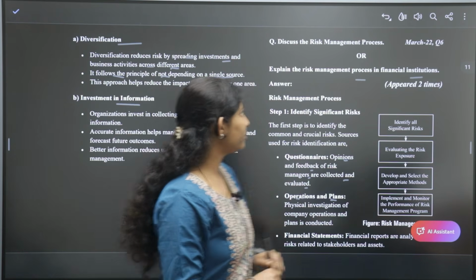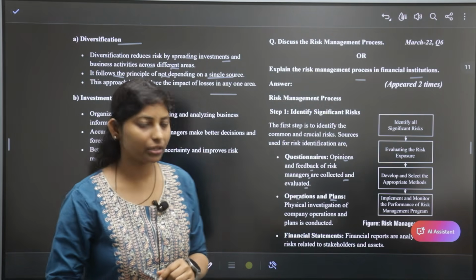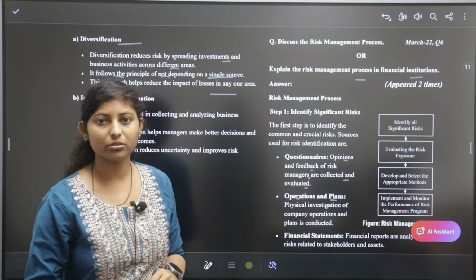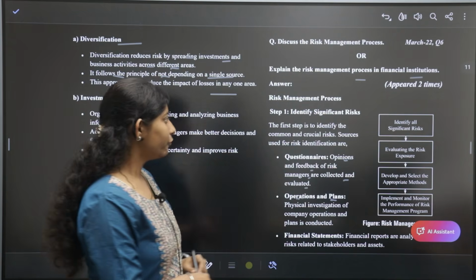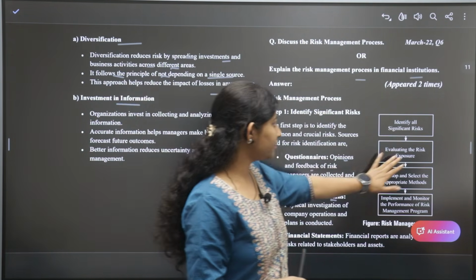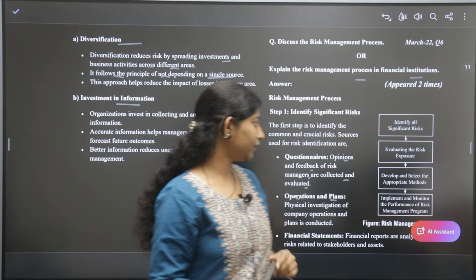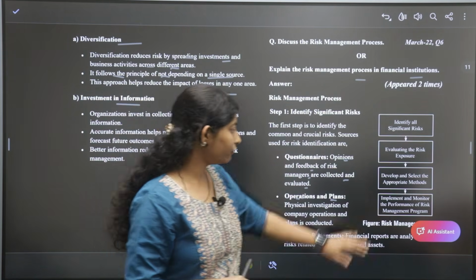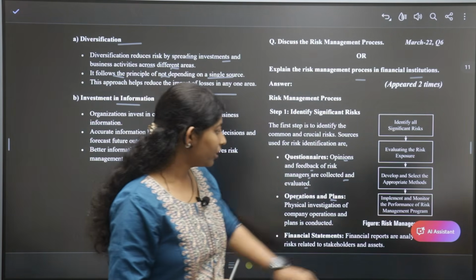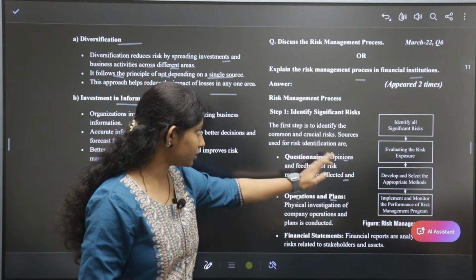Discuss the risk management process, or they may ask, explain the risk management process in financial institutions. Okay, so in this risk management process we have 4 different steps. The first step is identifying all significant risks. The second step is evaluating the risk exposure. The third step is developing and selecting the appropriate method. And the fourth step is implementing and monitoring the performance of the risk management program. So here we discuss the steps one by one clearly.